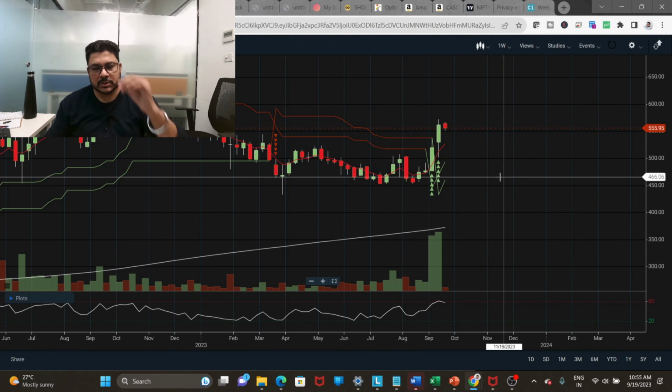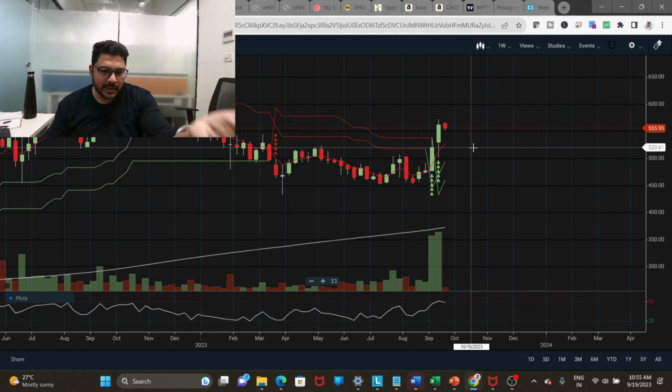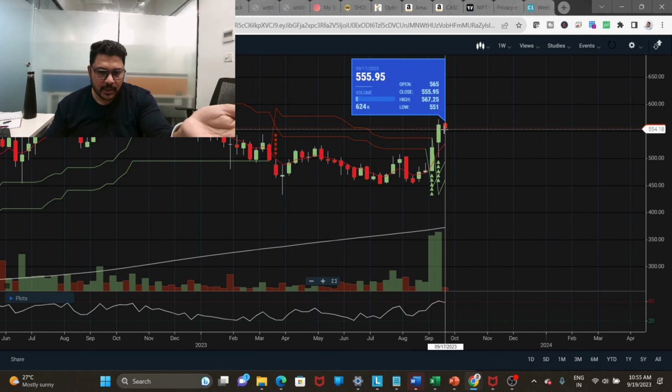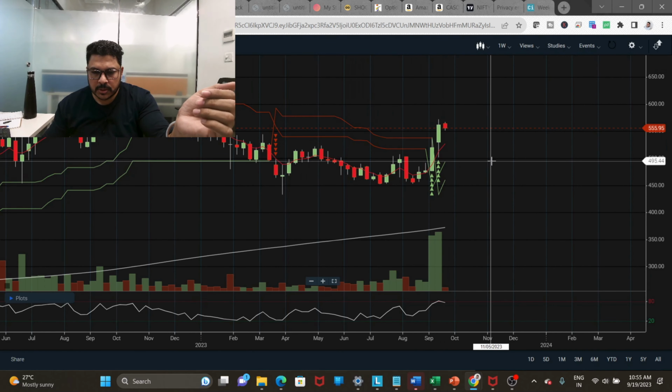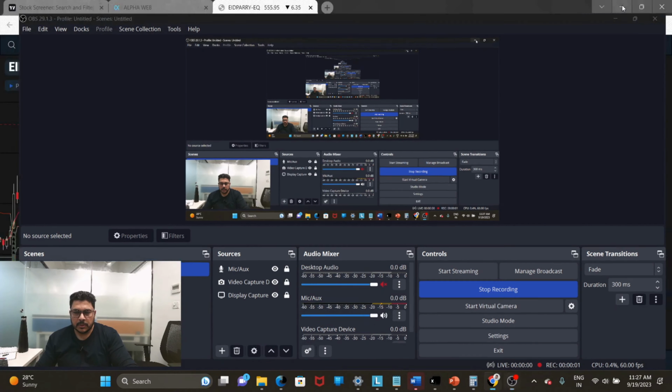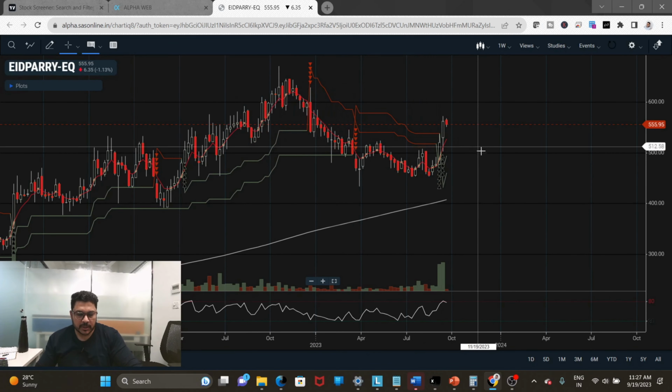Don't invest in small stocks. I'm sure you'll get a little lesser quantity, but that's fine. How much is your quantity? You need to define. 492 will be your stop loss. So EID Parry is a good stock which you can invest.